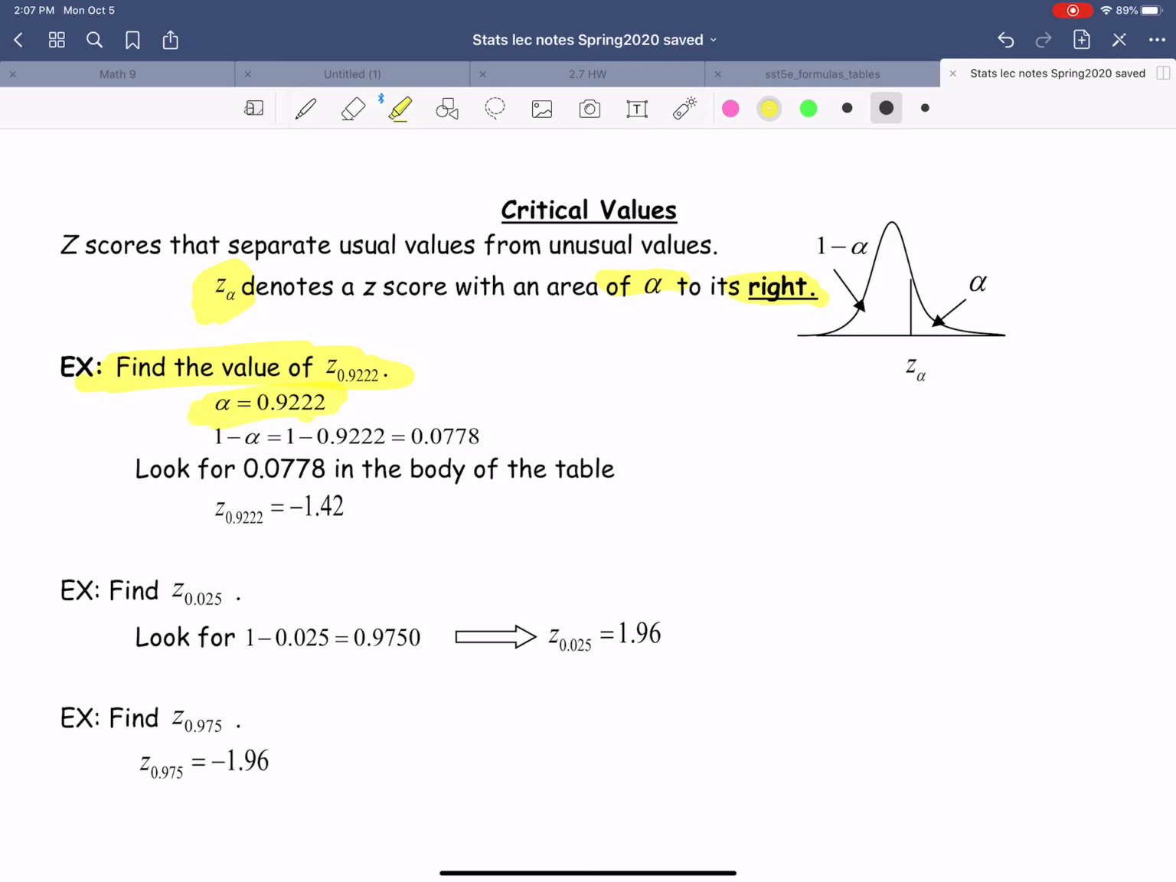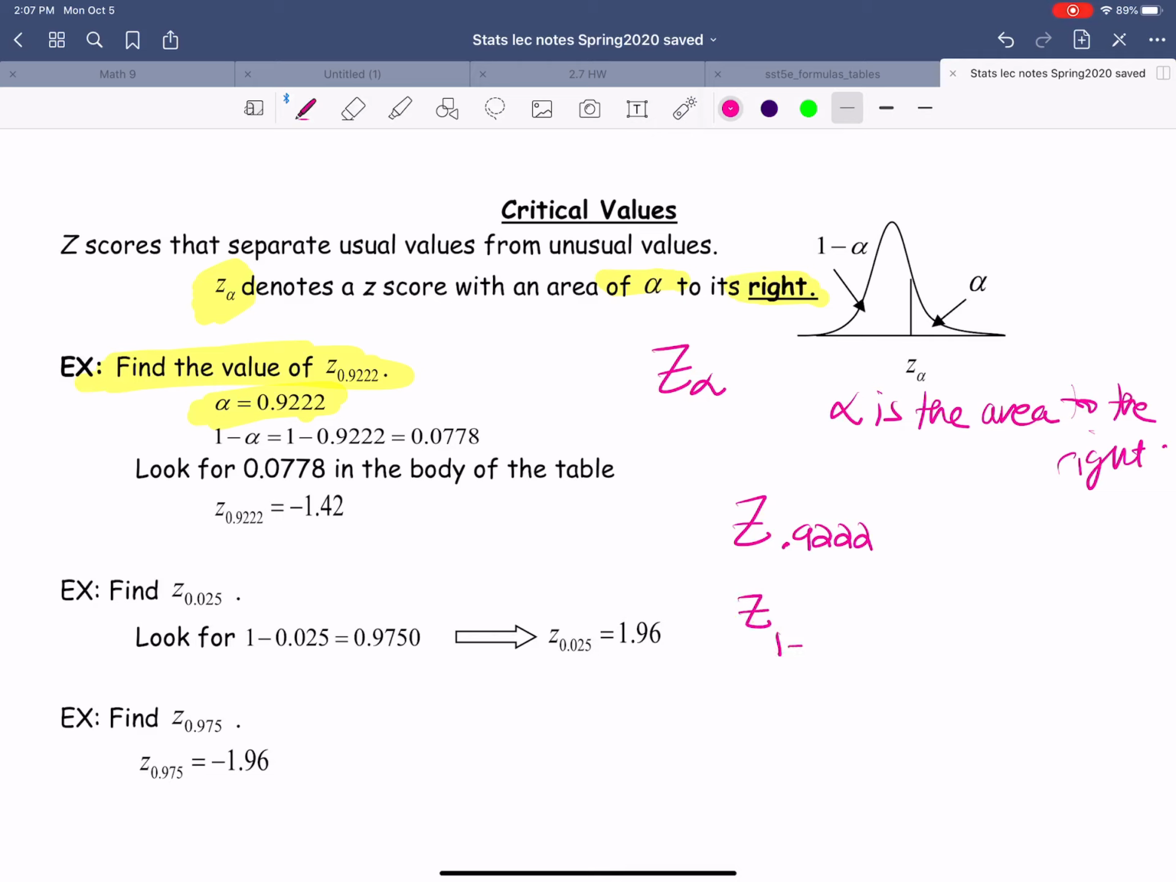In this case, alpha is 0.9222. So we're looking for z alpha. Alpha is the area to the right. The problem is my table does not give me area to the right. It actually gives me area to the left. So I'm going to think about it in terms of area to the left, because this is the z-score that has alpha area to the right. If it's got alpha area to the right, it would have 1 minus alpha area to the left, which is 1 minus 0.9222.